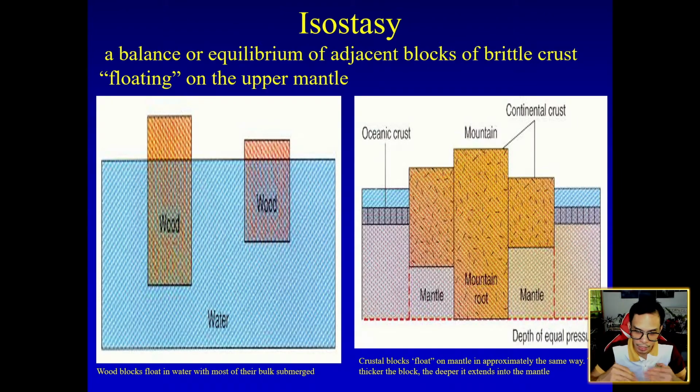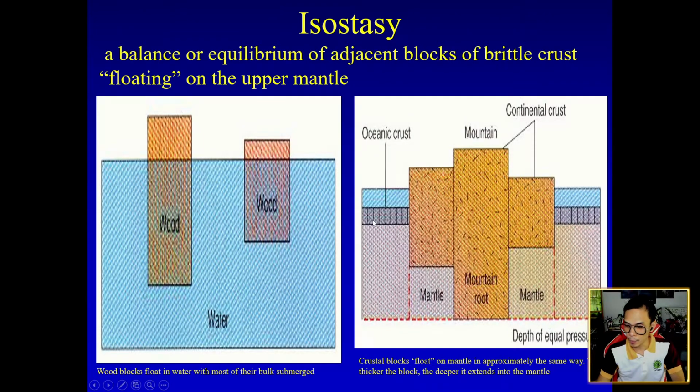So without these deeper roots, these mountains would likely go upside down. As you can see right here, it maintains its equilibrium at different depths. At different depths, it depends upon the thickness of the continental crust. Meanwhile, the oceanic crust, since it is less dense and thinner, doesn't need a root.